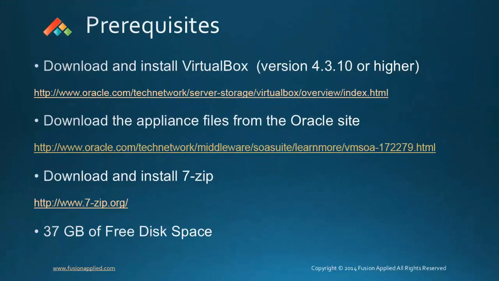Some prerequisites. We will need to download and install VirtualBox version 4.3.10 or higher. We'll also need the Appliance files, of course, from the Oracle site, and we're going to need the 7-zip software. And you will need 37 GB of free disk space on your machine.